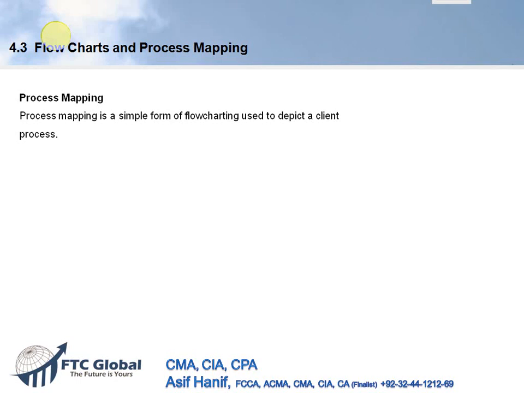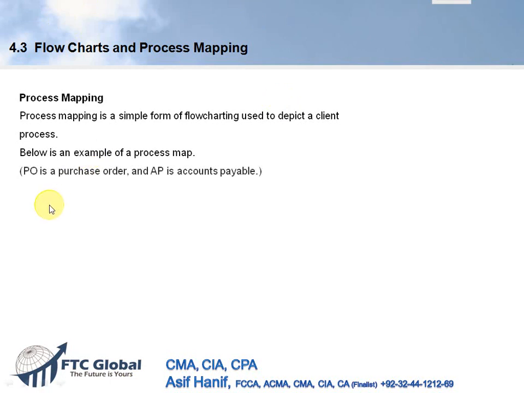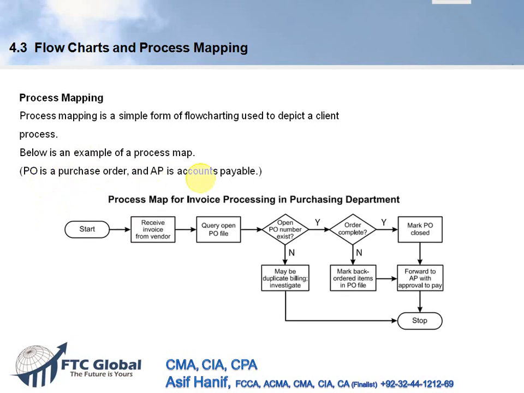It's a simple form of flowchart, like what we have done, vertical, horizontal, that shows a client process. Like we have an example here. Below is an example of a process map that shows some process starting and process ending. So we have an example of a PO, meaning purchase order, and AP, which is accounts payable. So here we have a process mapping flowchart: process map for invoice processing in the purchasing department.